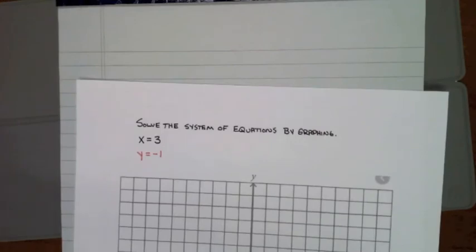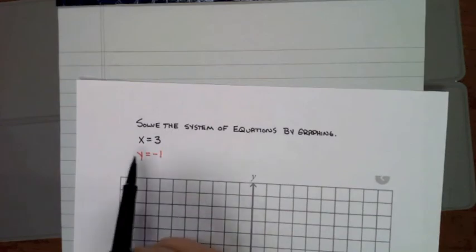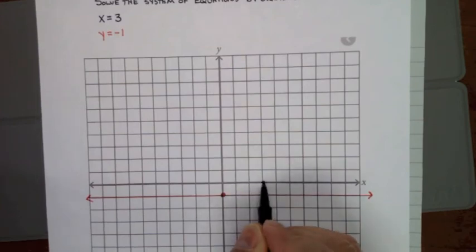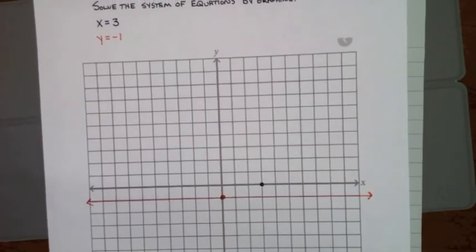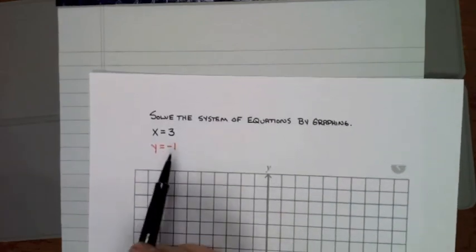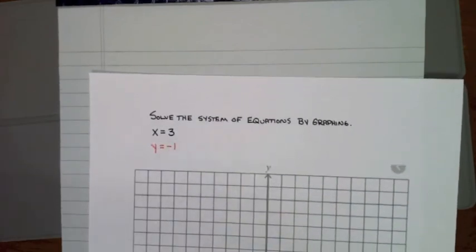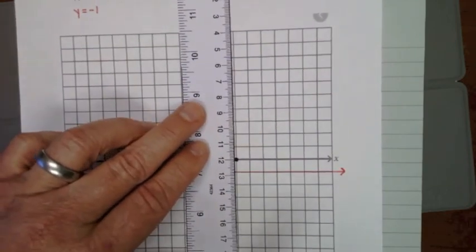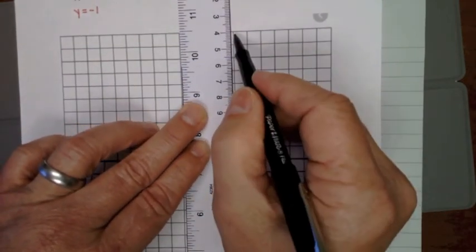Now I need to graph the black linear equation. It says x is equal to 3. So on the x-axis, I need to put a point at 3. 1, 2, 3. Since this one does not have a y in the equation, I need to draw a line that does not intersect the y-axis. And the only way I can do that is drawing a vertical line.